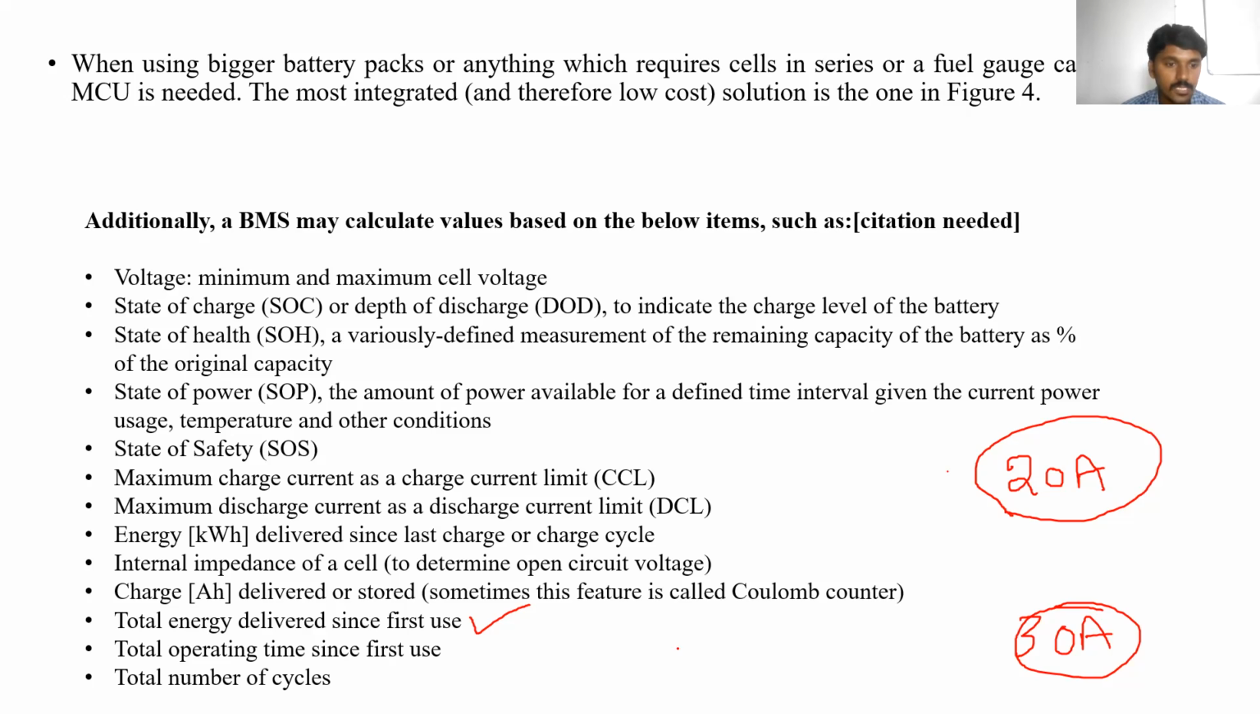Total operating time means we are using the battery since the last 1 month, so in total how many hours are we using the battery. If we are using it daily for 4 hours, continuously for 1 month, 30 into 4 hours, then the total operating time of the battery is 120 hours. It should also be monitored by the battery management system.